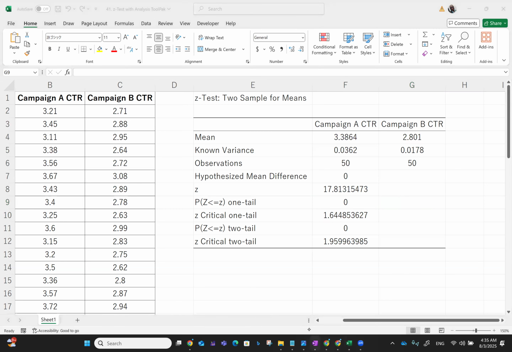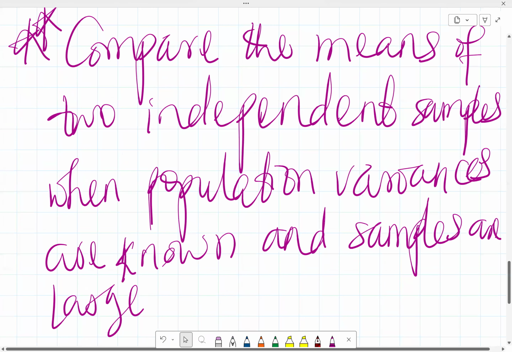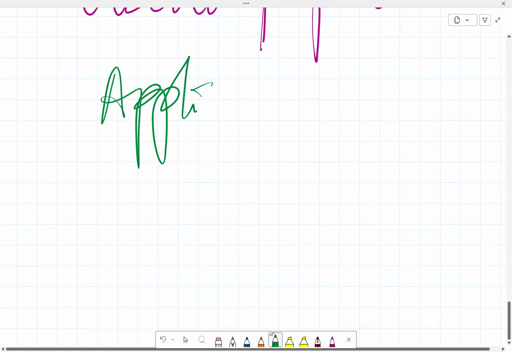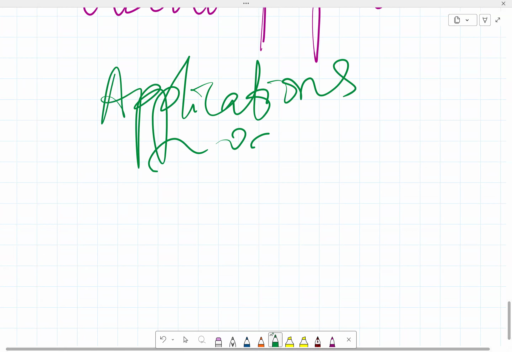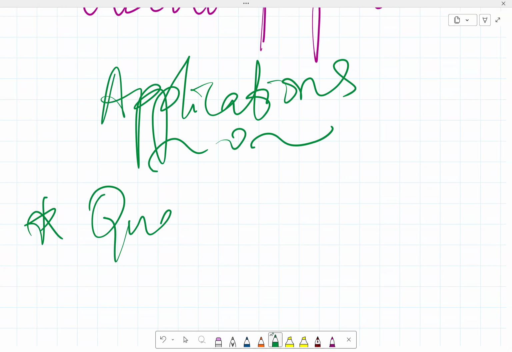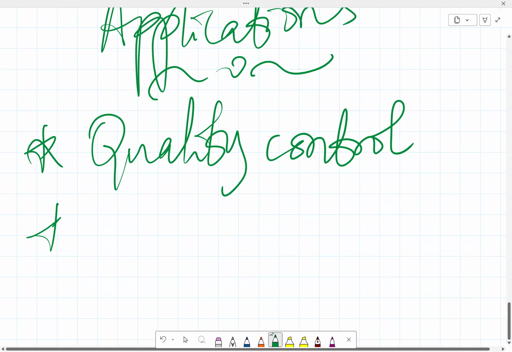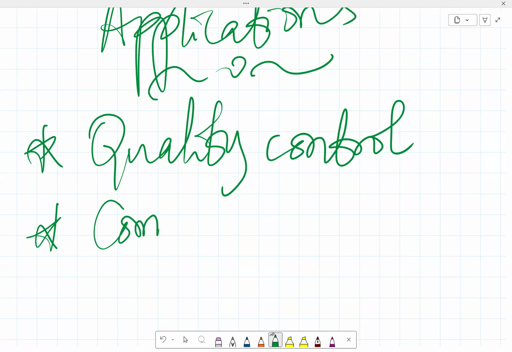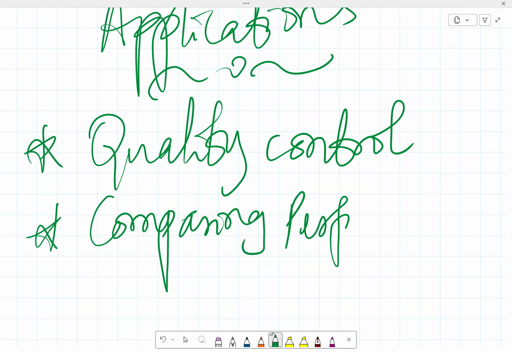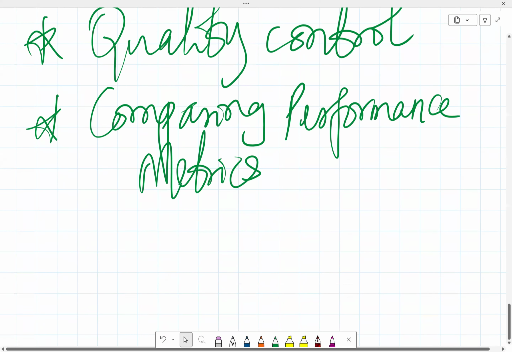Okay, let me go back here so you can see what I'm talking about. So let's talk about some practical applications. You have applications of the Z-test in places like quality control in manufacturing. You also use it if you want to compare performance metrics, like average sales or test cost, to a known standard. You use the Z-test in that situation.